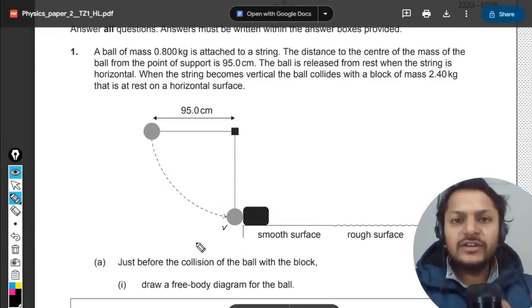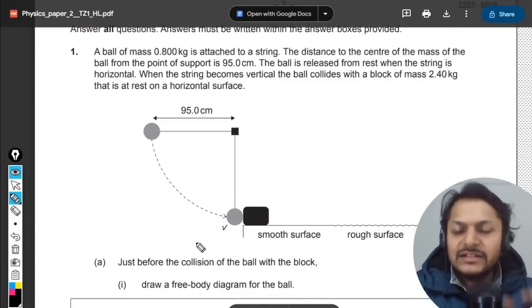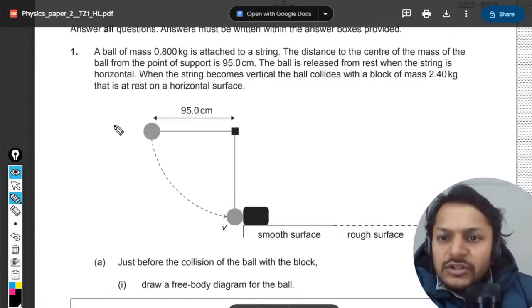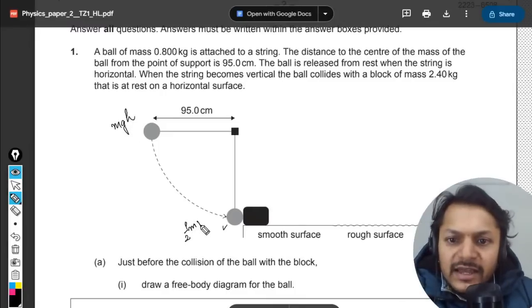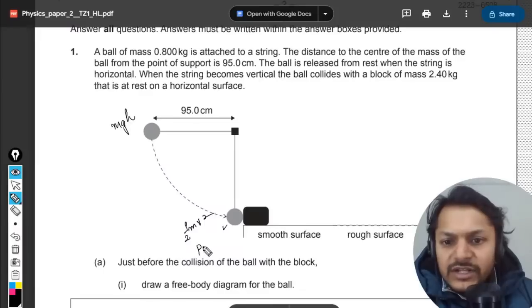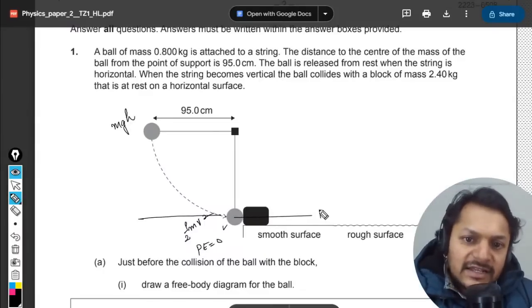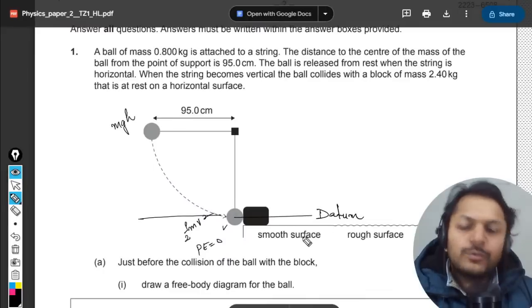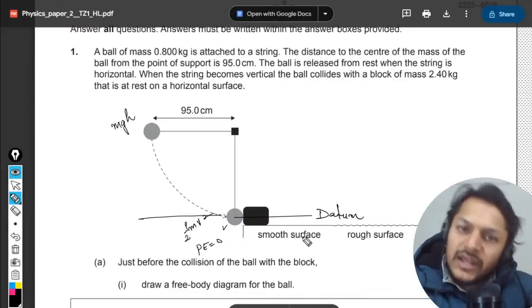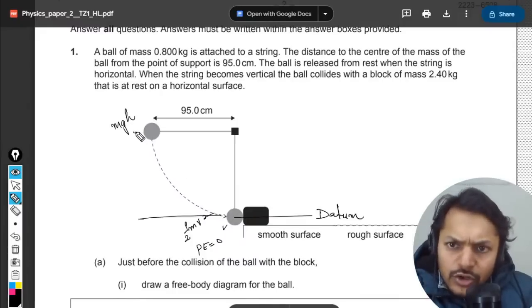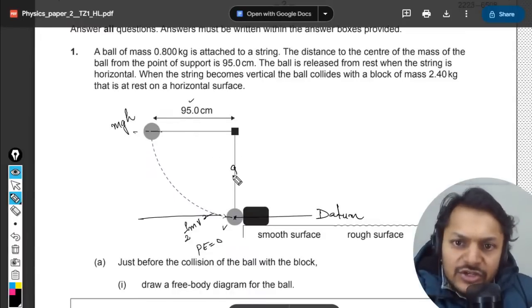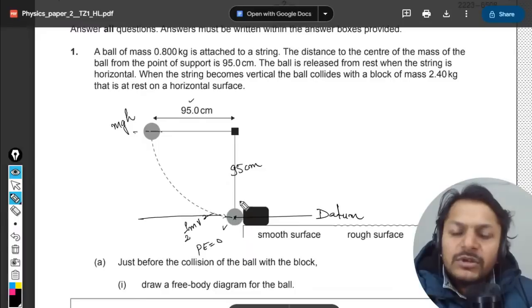Obviously, conservation of energy will be the most suitable method that we can apply here. So the potential energy here will be equal to the kinetic energy here. We can assume the potential energy here to be zero. We are taking this as the datum. Datum means the reference point from which the height is measured with regard to potential energy. So the height, from the center of the ball to this, will be equal to 95 centimeters.